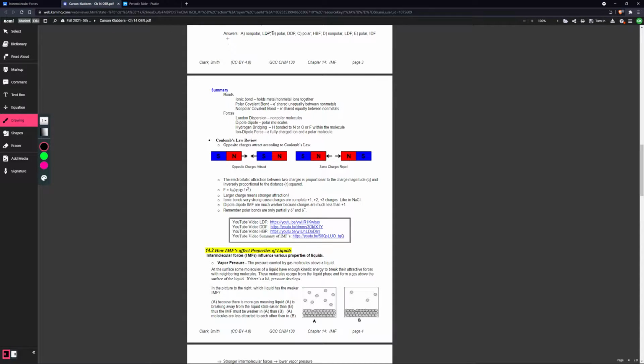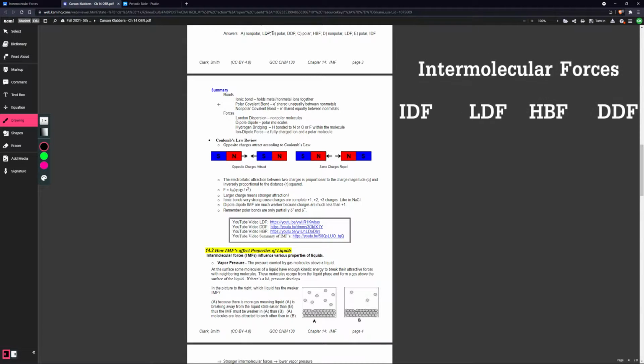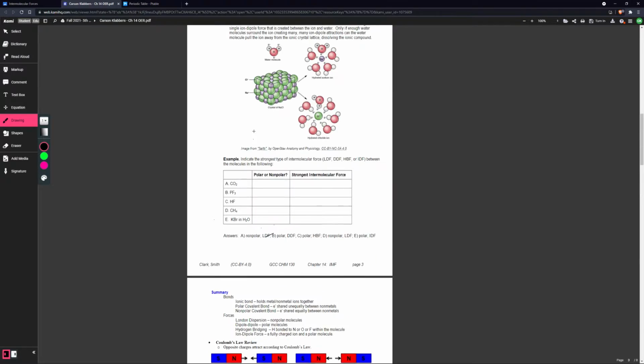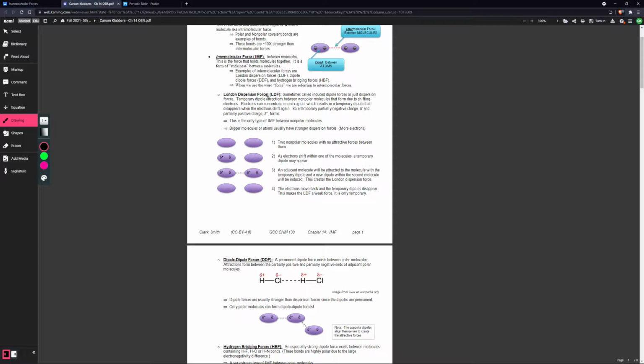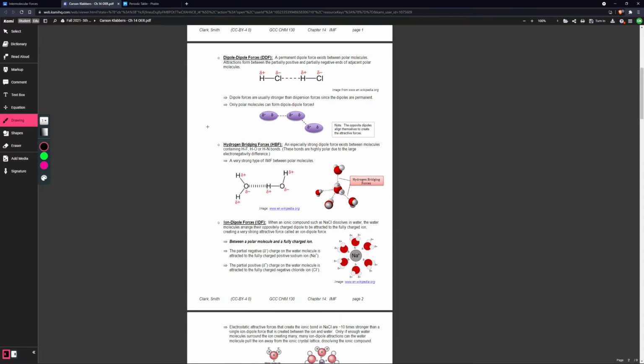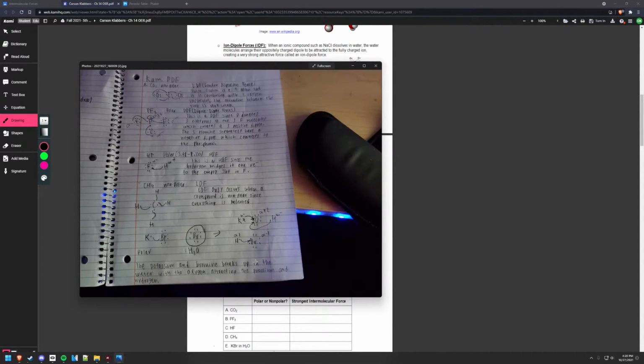And then moving on to the forces, a London dispersion force, LDF, is a part of the intermolecular forces. So you have the intermolecular forces, which is the main overall branch, the starting branch, and then you have the branches of London dispersion, dipole-dipole, hydrogen bridging, and ion dipole. So London dispersion force is the weakest force of them all and usually has non-polar molecules. So for example, I think CO2 would be a London dispersion force.